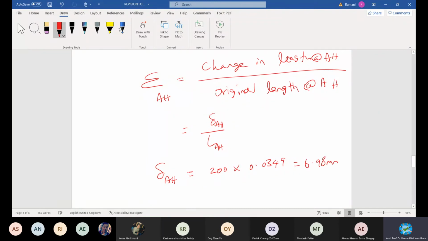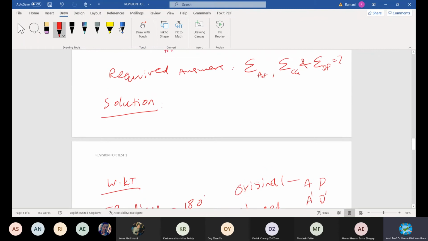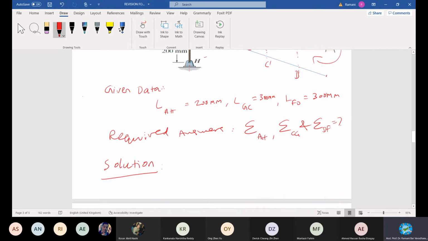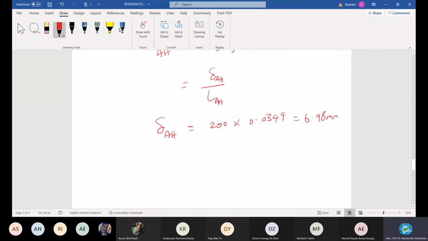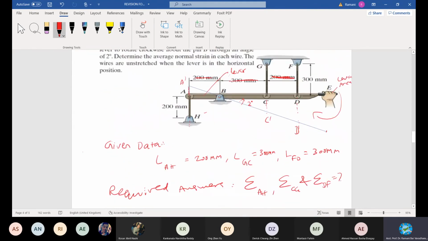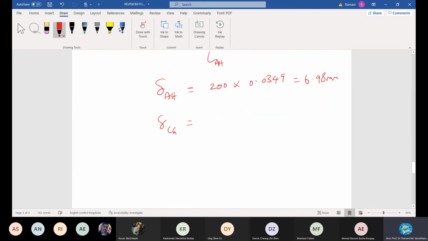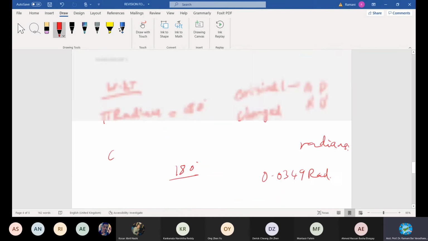Are you clear? Any question so far? Am I rushing? No. Okay, and then this one. What is this value? Delta C. CG, correct? Original is 300 and delta CG. Original is how much? 300, right? 300 times, one moment.